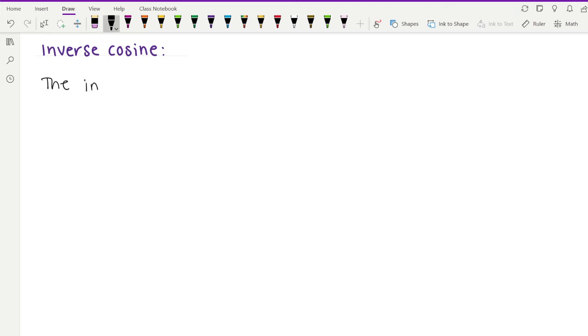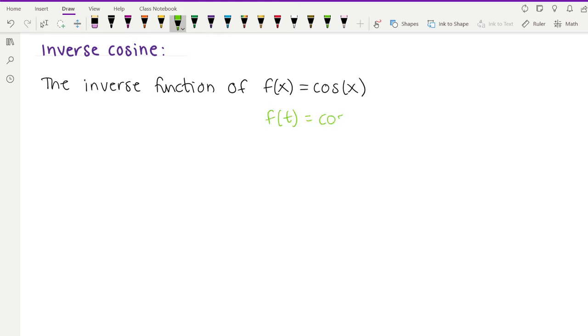So the inverse function of f of x is equal to cosine of x. And actually, before I go forward, there's one thing I need to mention, which is you might notice so far in this class, we've been using t as our input variable, right? We've always been like f of t is equal to cosine of t, sine of t, whatever. It really doesn't matter what variable you use.